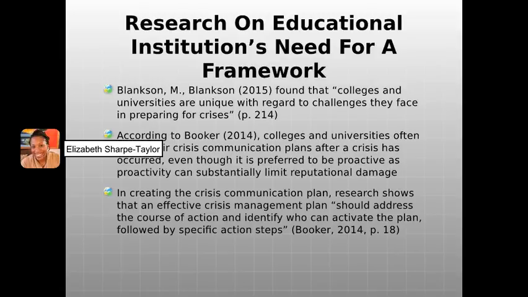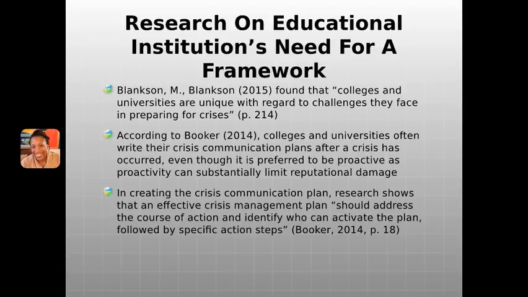Researchers and scholars have determined colleges and universities can no longer use one-way pathways to communicate with their audiences while in a crisis. Blankston and Blankston found that colleges and universities are unique with regards to challenges they face in preparing for a crisis. According to Blankston and Blankston, colleges and universities must customize their crisis communication frameworks in ways that are unique to an institution's complexity.